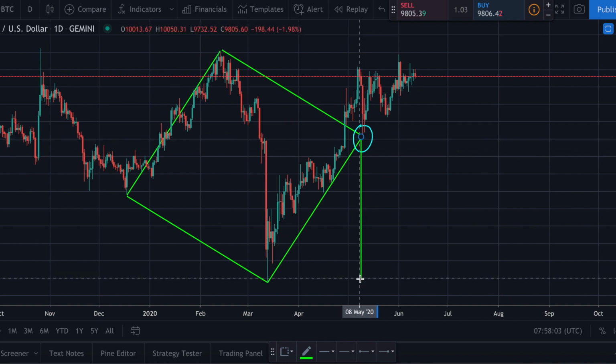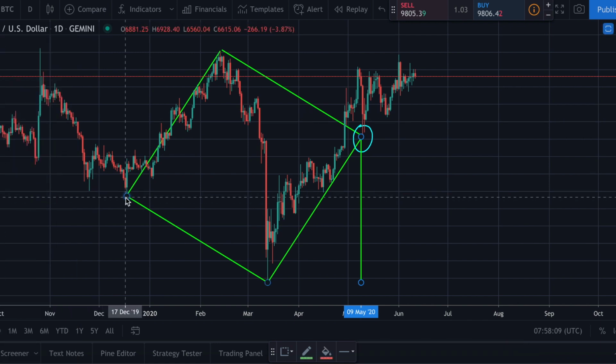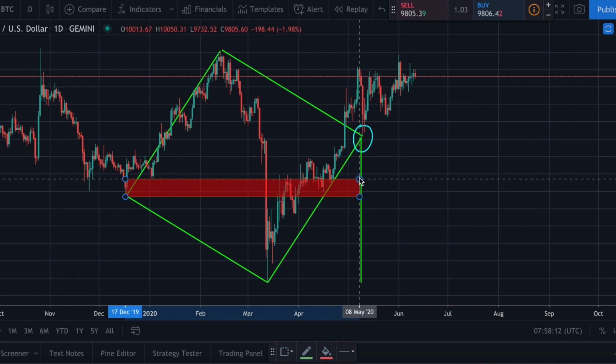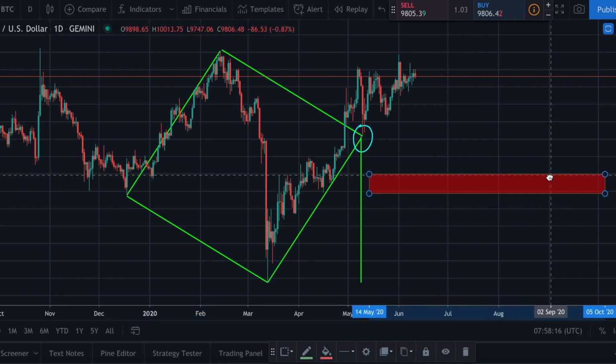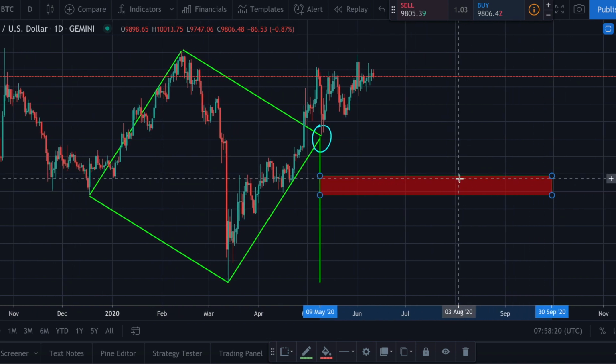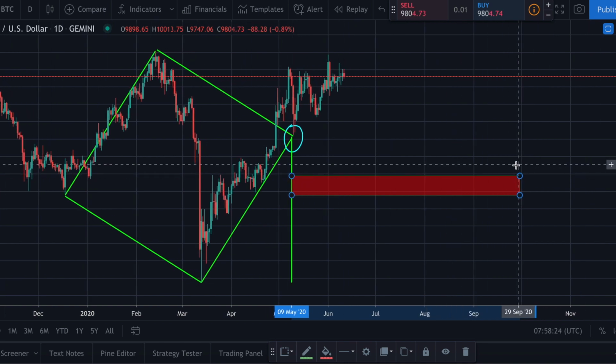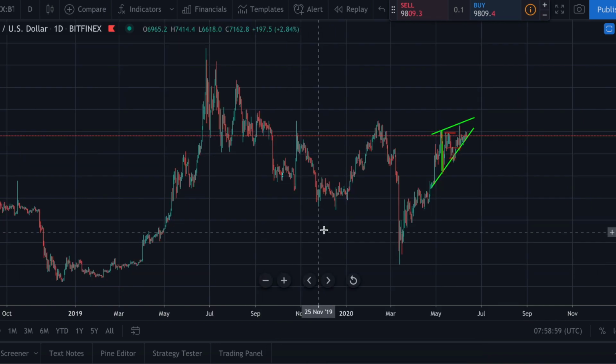And guys, now comes the interesting part. I'm going to draw a vertical line right here. We are going to create a cycle out of this. So let's create a rectangle. We are creating one cycle out of this. Place that at the end of that cycle so we can predict where we are going to see the next big top or big bottom. And that is going to be around the end of September. So that is quite interesting, guys.